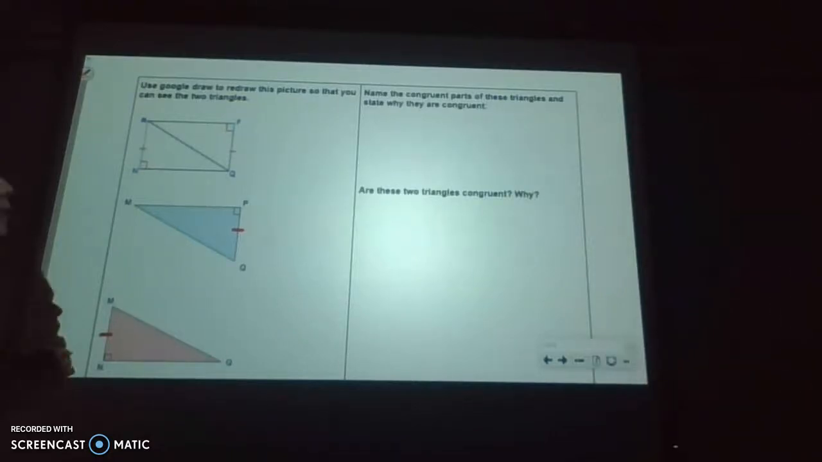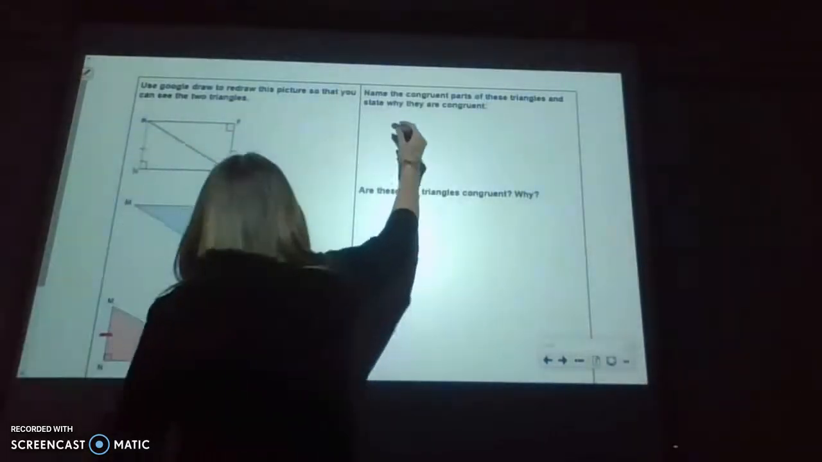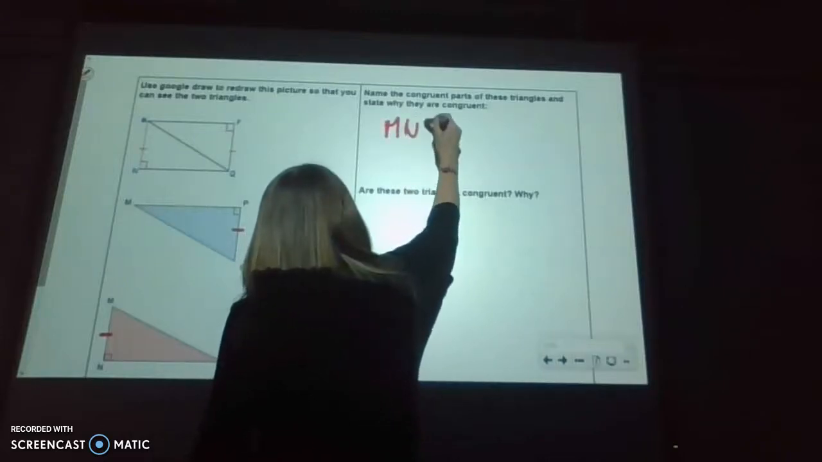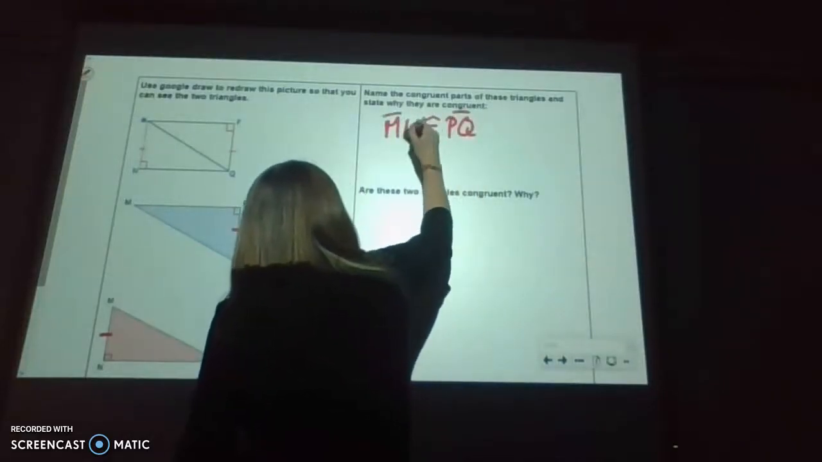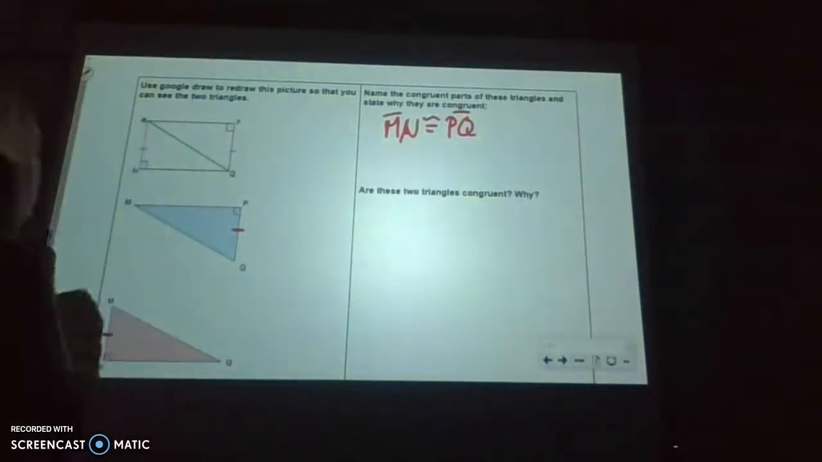What do we know, Miss Barnett? Well, we know MN is congruent to PQ. And you know what? I don't have another sign mark. So, Miss Cintron, I'm going to quit. I'm going to walk away. I'm not going to do this.